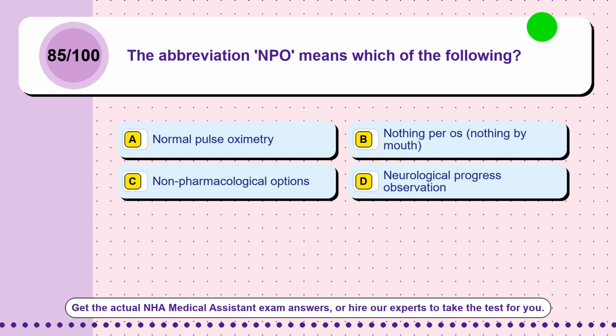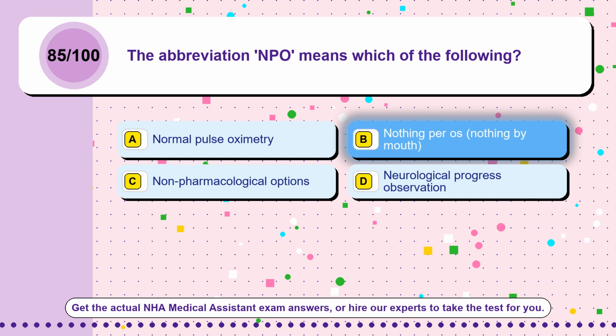Question 85. A medical assistant is preparing to perform a capillary puncture on an adult patient. Which of the following fingers should the assistant select? Option A, index finger. Option B, thumb. Option C, ring finger. Option D, pinky finger. The correct answer is option B.